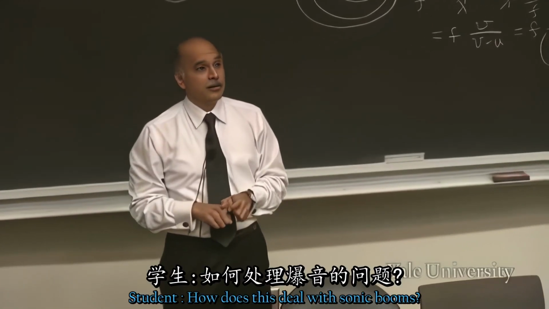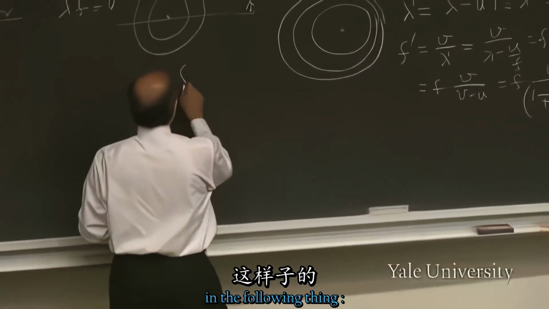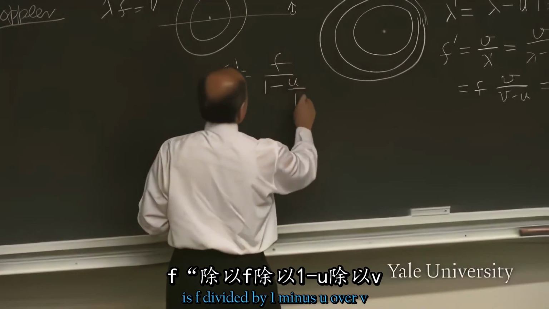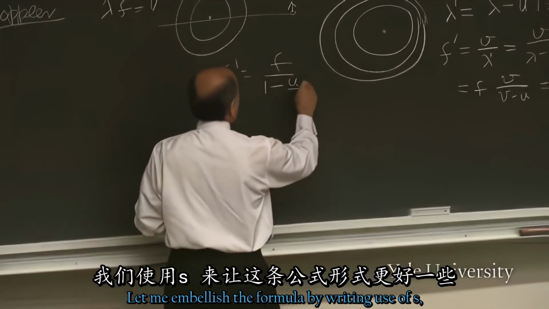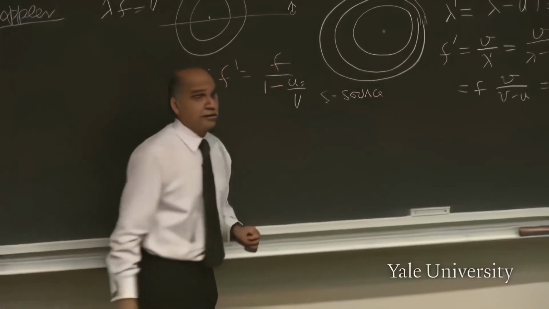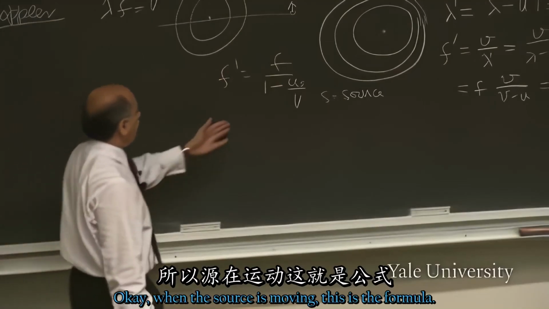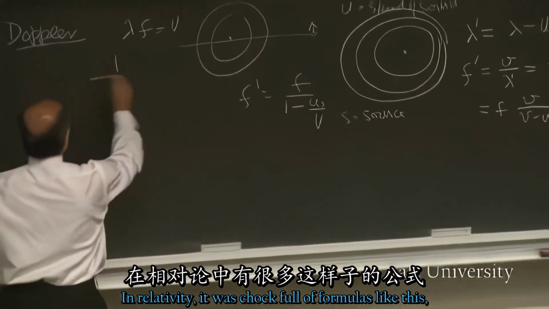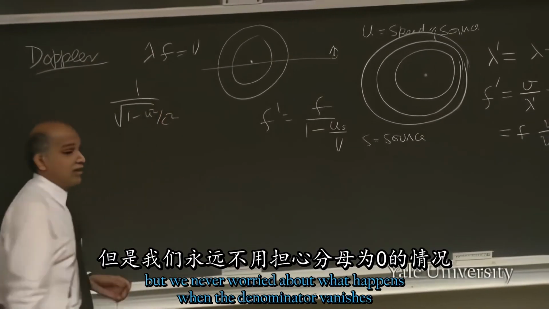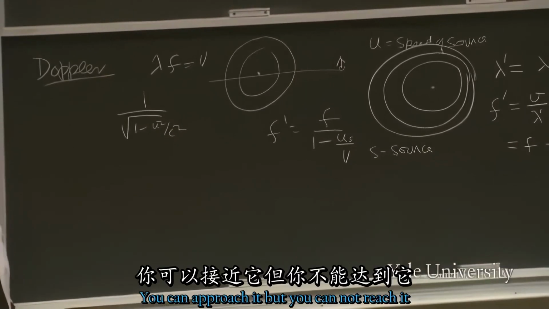Yes? How does this deal with sonic boom? Okay, sonic boom comes in the following thing. F prime is F divided by 1 minus U over V. Let me embellish the formula by writing U sub S, where S means source. When the source is moving, this is the formula. In relativity, it was chock full of formulas like this, but we never worried about what happens when the denominator vanishes, because you just cannot approach the speed of light. You can approach it, but you cannot reach it.